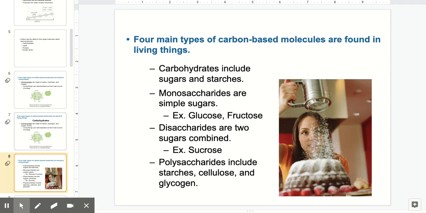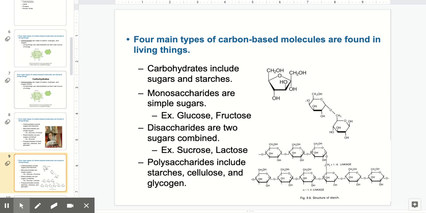Moving forward, we have carbohydrates kind of grouped into either sugars or starches. And when we're talking about a monosaccharide, we're looking at this kind of structure here. And examples would be glucose and fructose. Again, monosaccharides, glucose is the monomer that makes up carbohydrates. Then we have disaccharides, the prefix di meaning two.